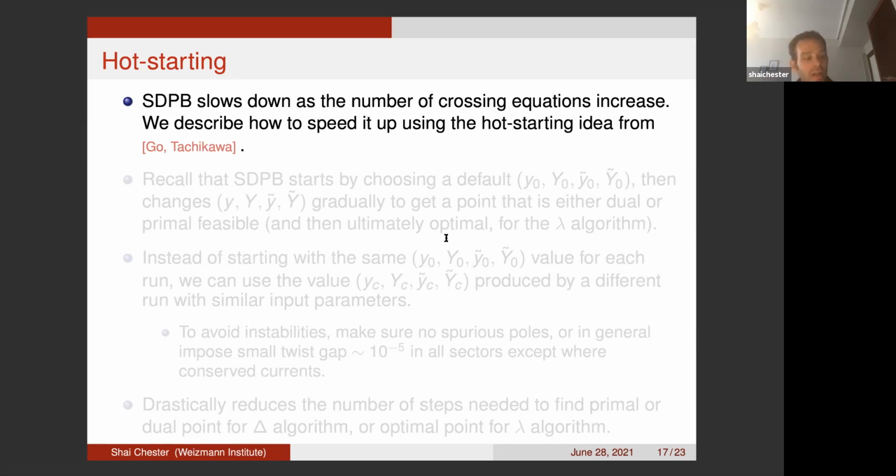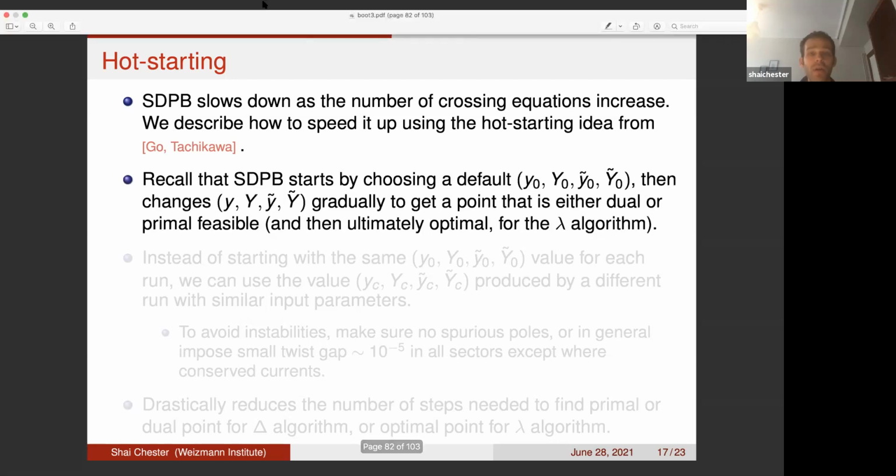Like, for instance, in a recent study of the O3 model, we had something like 28 crossing equations. And so once you have so many crossing equations, the bootstrap is going to go very, very slow because these functionals have many labels. And so we want to develop some kind of method to speed it up. And the easiest method that I know of is this thing called hot starting, which was suggested many years ago, but first actually implemented in practice by this paper by Yuji Tachikawa and his student Go a year ago. So let's discuss how this works.